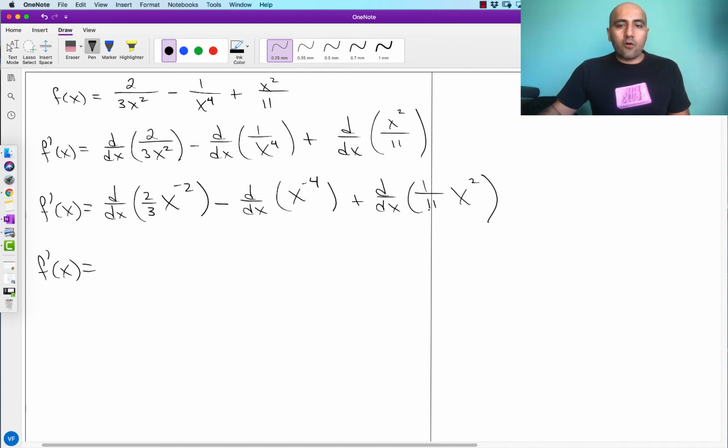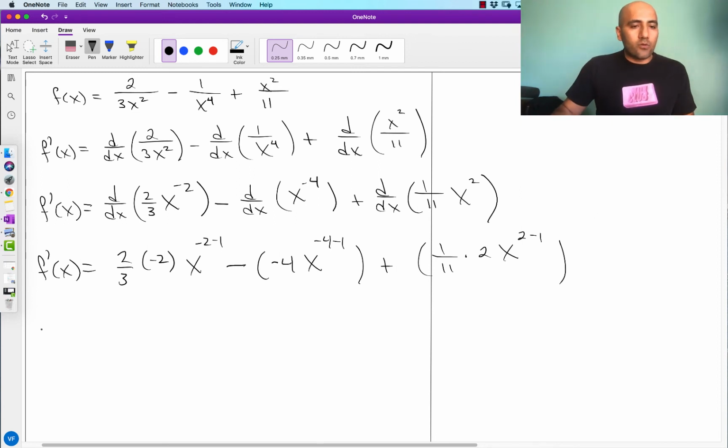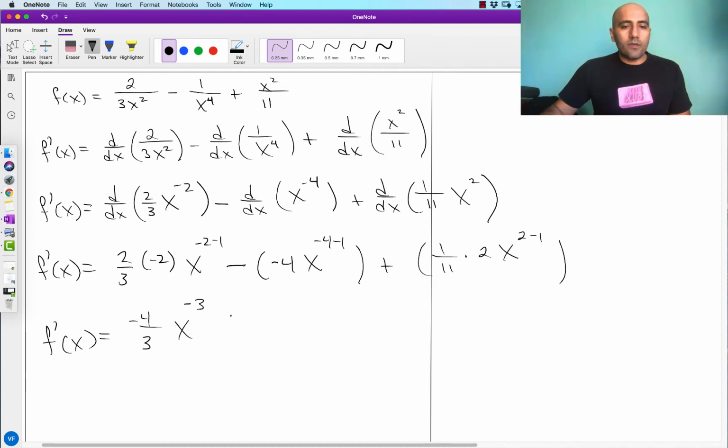Okay, so then following our power rule, they all qualify under the power rule. So this is going to be equal to 2/3 times negative 2 x to the negative 2 minus 1, minus, and then this is going to be minus 4 times x to the minus 4 minus 1, plus, and this is going to be 1/11 times 2 x to the 2 minus 1. Right? Just using that power rule. So this is equal to negative 4/3 x to the negative 3 power plus 4 x to the negative 5 power plus 2/11 x to the 1 power.